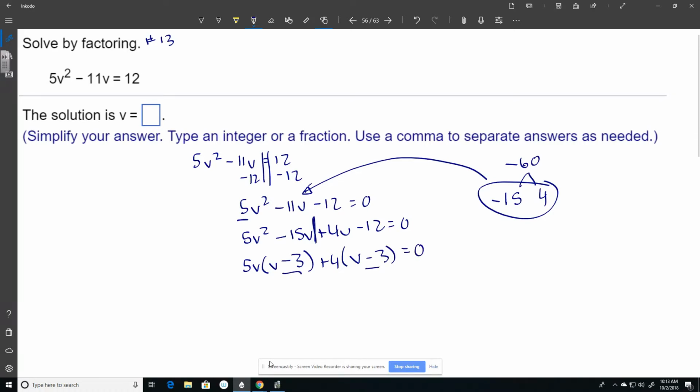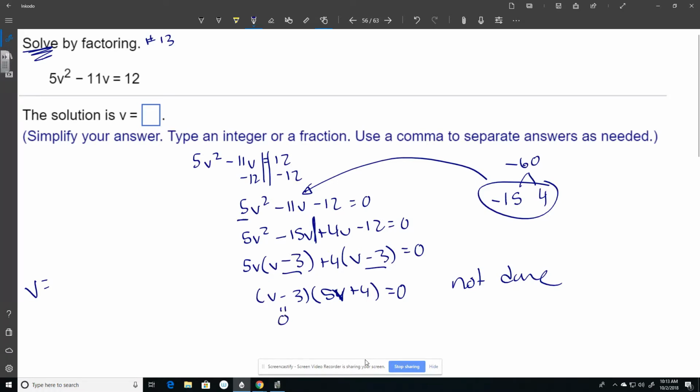So these parentheses match. That's one of my parentheses answers. My other one is 5v, oops, 5v, not 5, 4. 5v plus 4 equals 0. You are not done, okay? You factored it. Congratulations. But we need to solve, which means our answer needs to be v equals something. This was just the first step. These two factors, this parenthesis and this parenthesis, multiply to be 0.